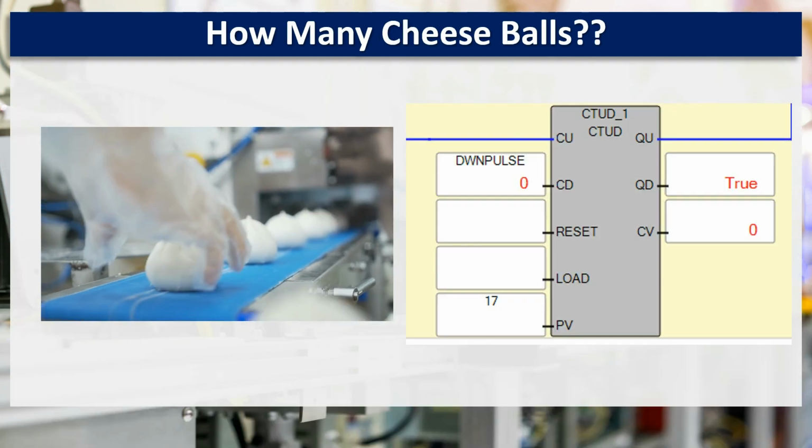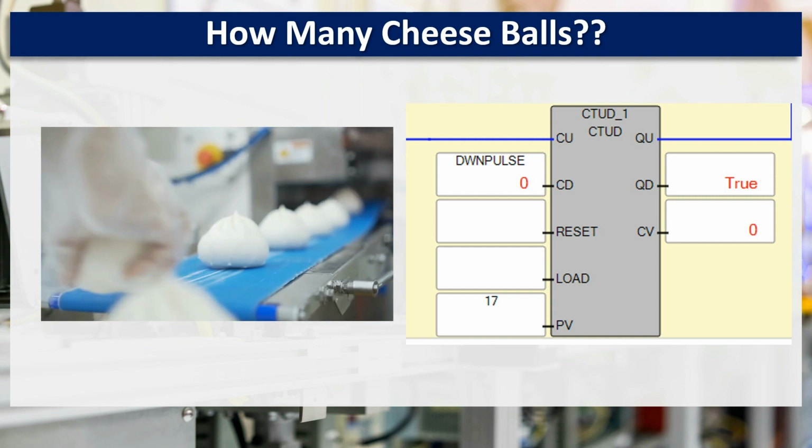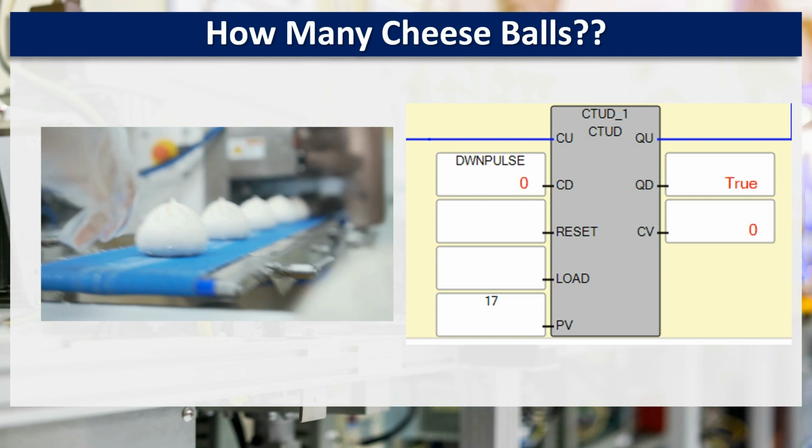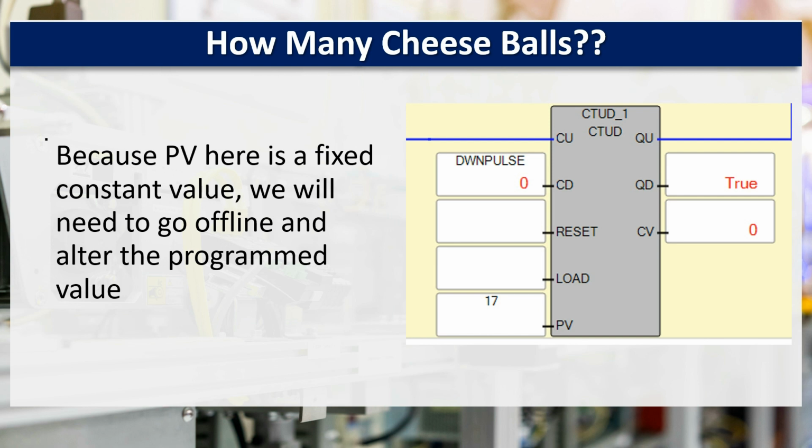On any program counter or timer, we initially set the program value or program time. But over time, we may need to make adjustments to those counters or timers. This may be due to wear and tear, or because the process has changed. Perhaps the number of cheese balls, as shown, has changed because they are physically smaller and we can get more into a carton. Because the program value here is a fixed constant value, we will need to go offline and alter the programmed value.